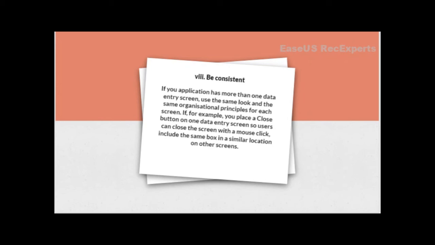So next is be consistent. If your application has more than one data entry screen, use the same look and same organization principles for the screens. If we have two forms, then the two forms should look identical. The colors used should be identical, the font size should be the same, so that we can tell, okay, this is the first form. If the first is totally black and the other is totally green, then how will we identify that this is the same form? So your data should be consistent, your look should be consistent, and the organization principles for both should be followed equally.